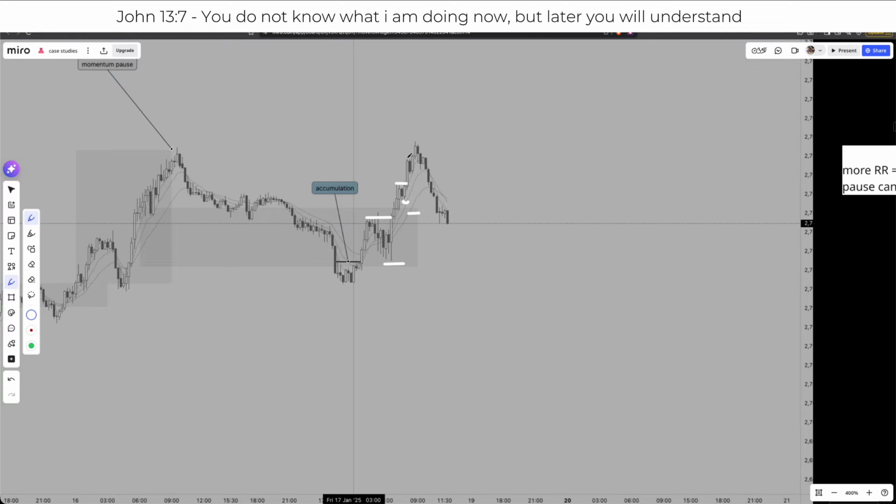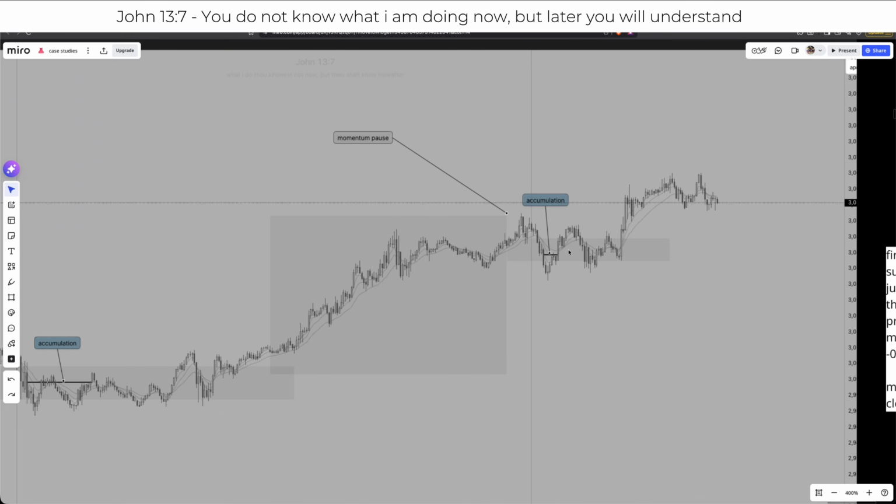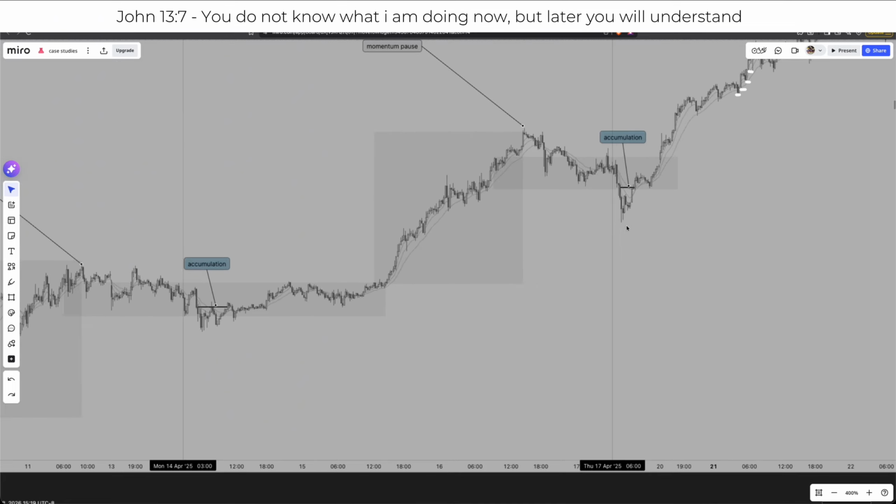I'm assuming this is equal, so nothing to do there. I would literally just get taken out here, or if I do the EMA close, I'd get taken out right there. I'm kind of liking the 20 EMA swing. And if I were to do a second place, it would probably be the momentum pause swings for sure. So here, I move my stop loss there, and I get taken out for a minus 0.5 instead of a 1, so I mitigate risk there.